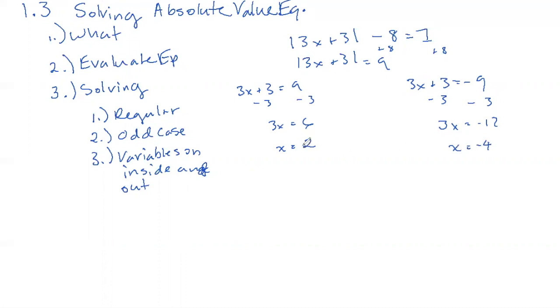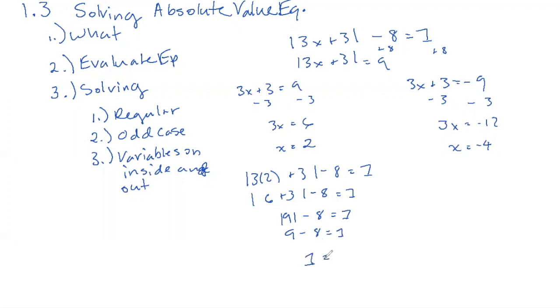Now we've got two cases, and we need to put them together to make sure that makes sense. So we've got the absolute value of 3 times 2 plus 3 for the first case, minus 8 equals 1. And let's see if this works. 3 times 2 is 6, plus 3, so this is going to be the absolute value of 9, minus 8 equals 1. The absolute value of 9 is just 9, minus 8 equals 1. This is indeed a true statement because 9 minus 8 is 1, and then, of course, 1 equals 1. This is the correct answer.